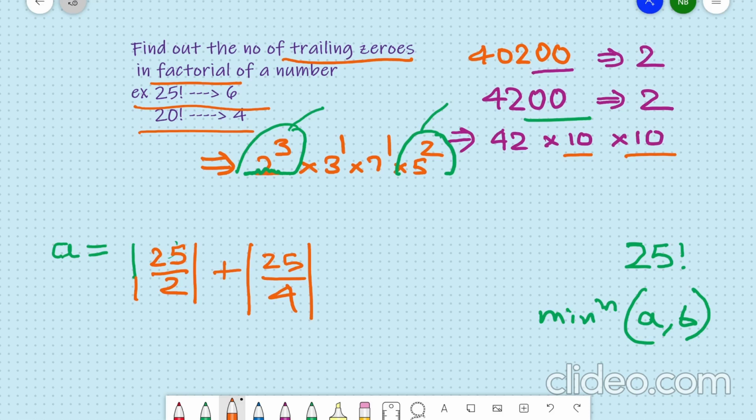Similarly, there are numbers which have got a third 2 also in them. So that is 25 by 8. Fourth 2, 25 by 16. That's it. So this operation needs to happen till 16 only.